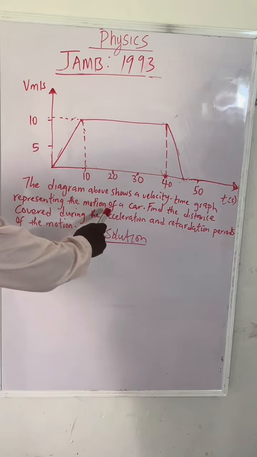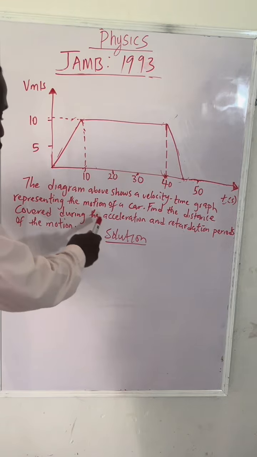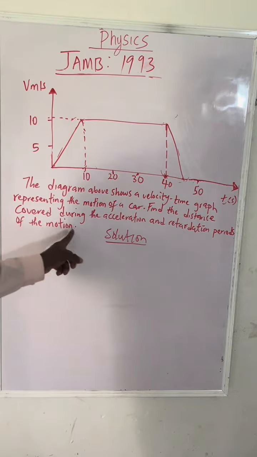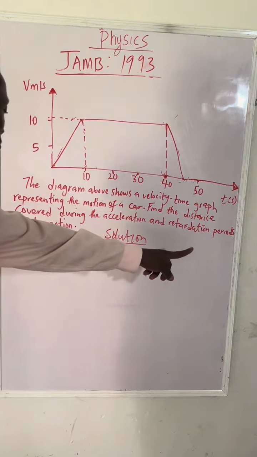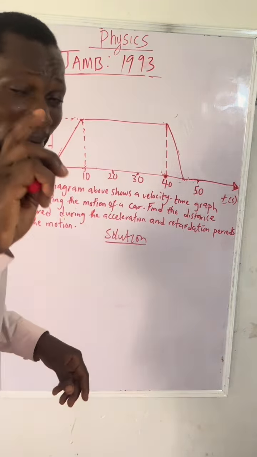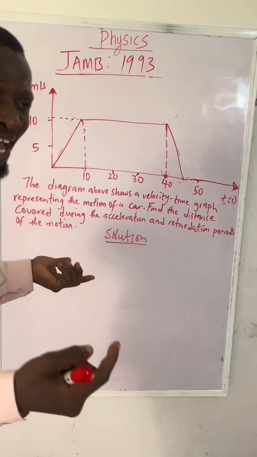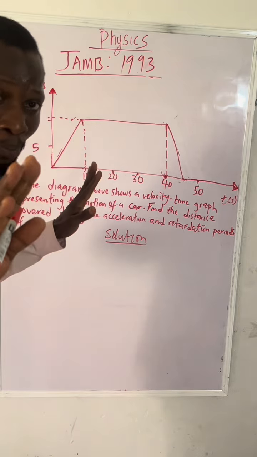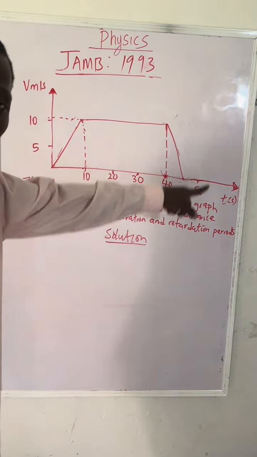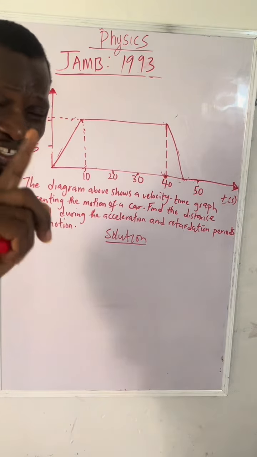The diagram above shows a velocity time graph representing the motion of a car. Find the distance covered during the acceleration and retardation period of the motion. Now, the first thing you have to understand is that in a velocity time graph, the total distance traveled is the area of the shape that is formed. Look at the shape that is formed here. This is a trapezium. So the area of this trapezium gives the total distance traveled.